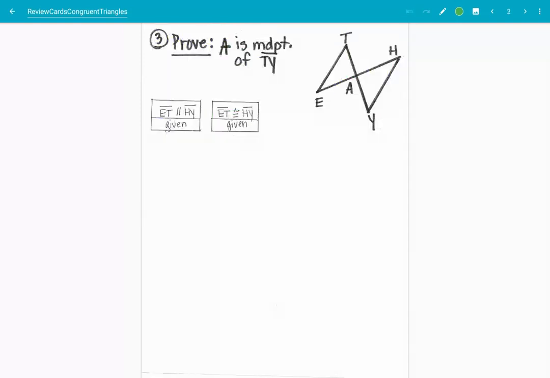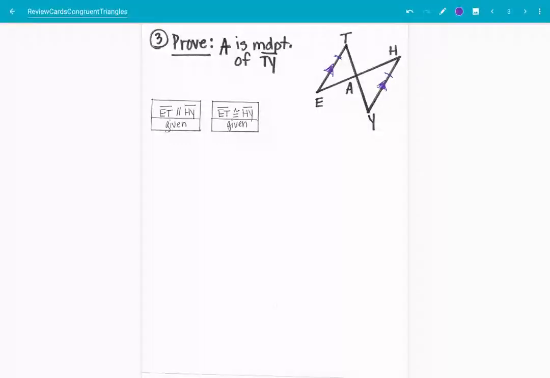So let me do the next one. Let's see. A is the midpoint of TY. So we're not proving triangles, and we're not proving a congruent pair. So this is going to be 2 steps afterwards. So let's take a look at what we got. Let's use purple this time. Okay, I've got ET is parallel to HY, and then ET is also congruent to HY. So there I've got some congruent sides and they're parallel.